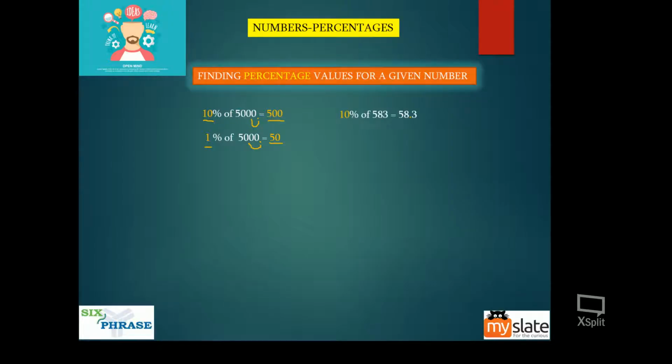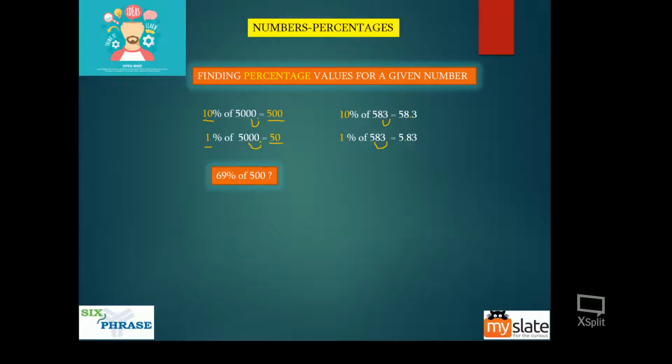Now 10 percentage of 583 is 58.3. Now you know the reason why, right? Because the decimal point moves from here to here. Now 1 percentage of 583 is 5.83, and the reason is the decimal point moves from here to here. So like this, 10 percentage and 1 percentage, within a fraction of a second you can find it.